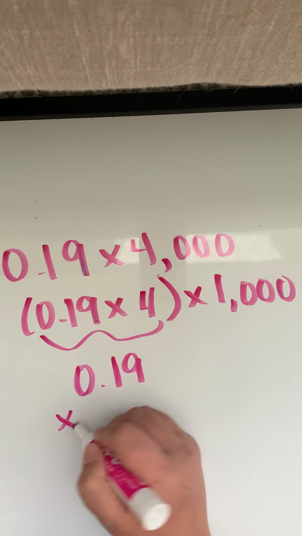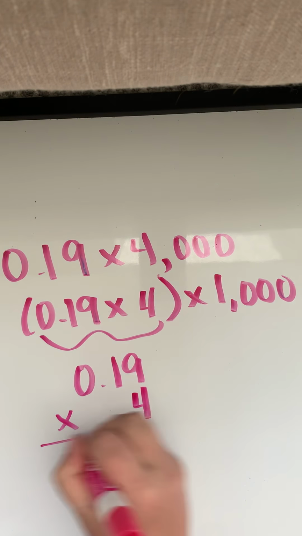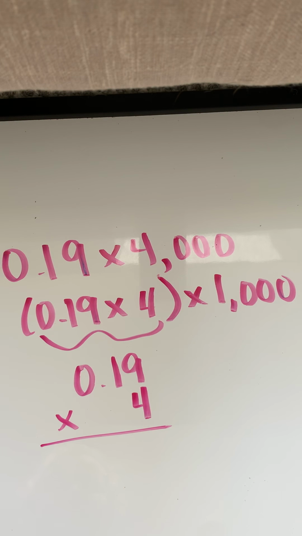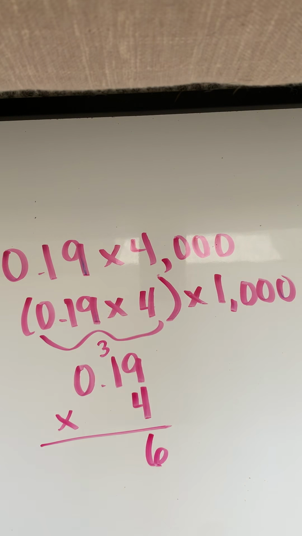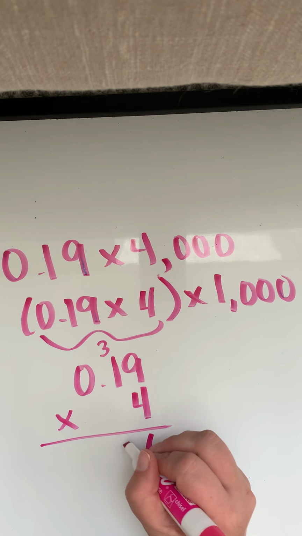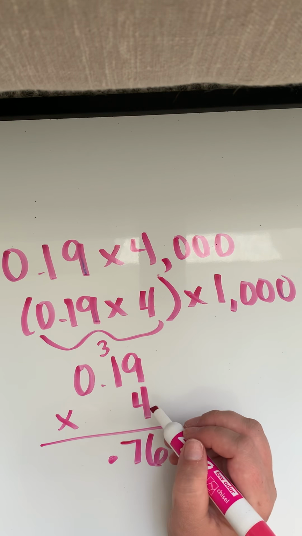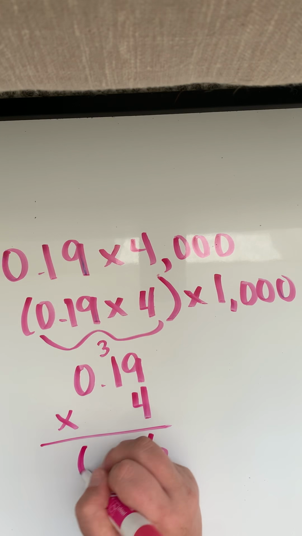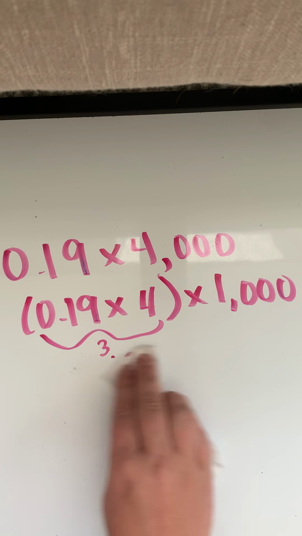So I've got 0.19 times 4. 9 times 4, 36. Good job. Carry my 3. 4 times 1 is 4 plus 3. We have 7. Bring down my decimal. And 0 times 4 is 0. So I end up with 0.76. So I'm going to erase my work here to make room.